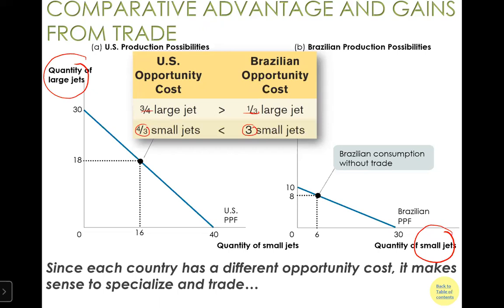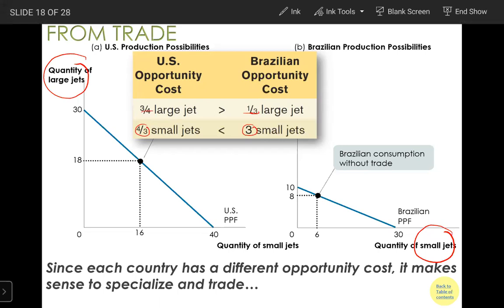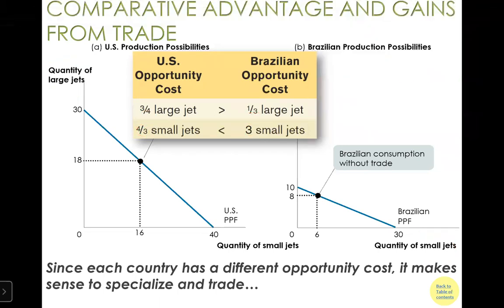Now, how are we going to utilize this comparative advantage? So here's the deal. Let's just propose a trade policy.